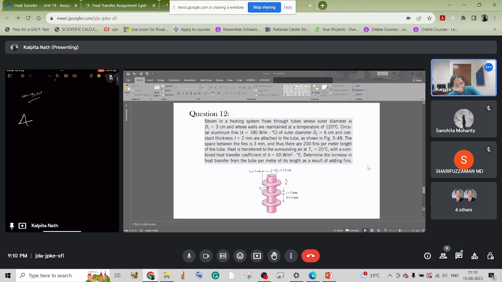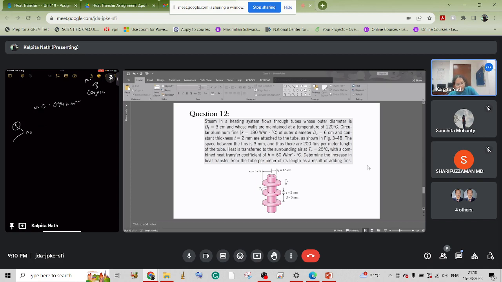This is question number 12, right? First is the area with no fin, that is, when fins are not attached. That will be pi d1 L, that is pi into 0.03 meter into 1 meter, as we need to find per meter of length. So this came out to be 0.0942 meter square.